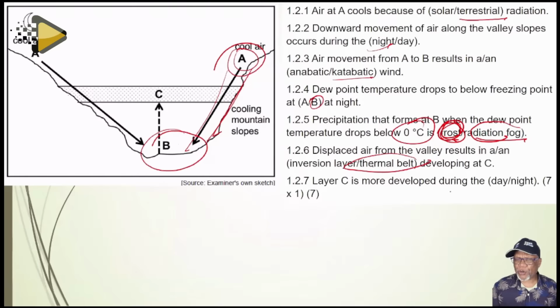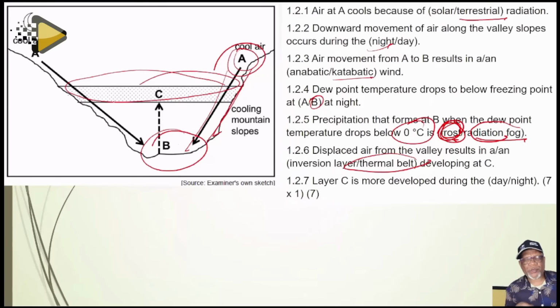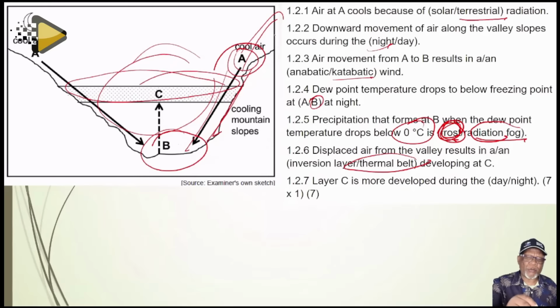Is layer C more developed during the day or during the night? Layer C is more developed during the night, not during the day, because during the day the entire valley has warmer air, and the air is still moving up. There is no accumulation of cold air there during the day.